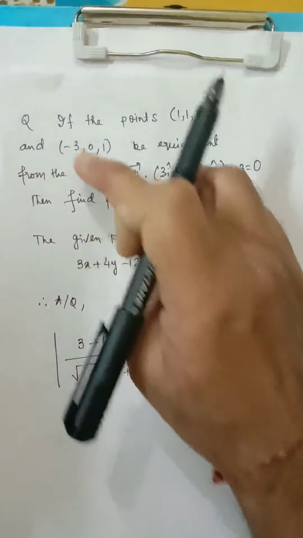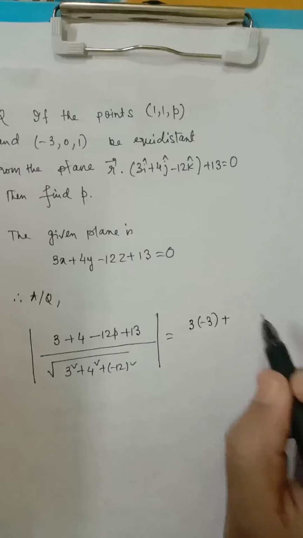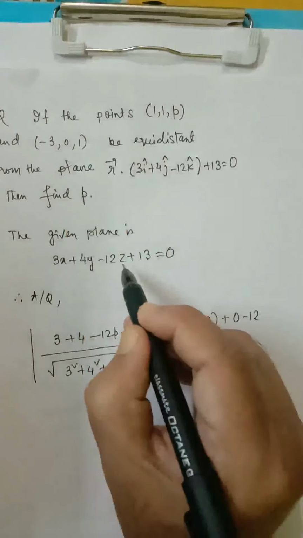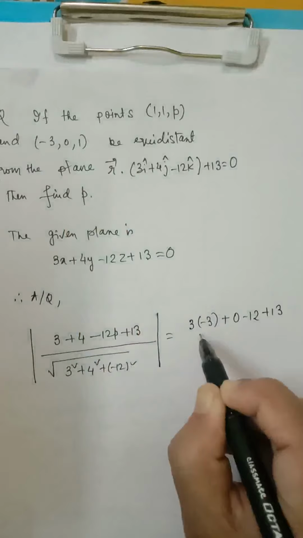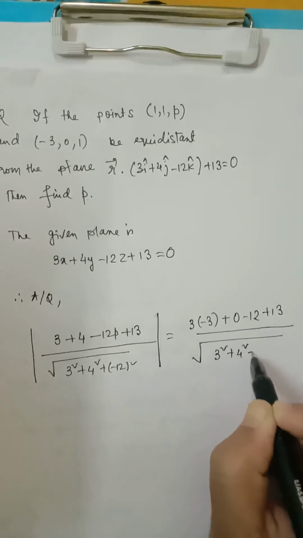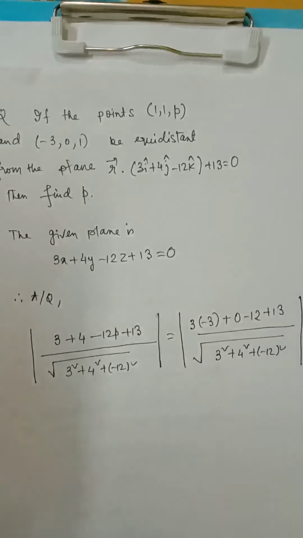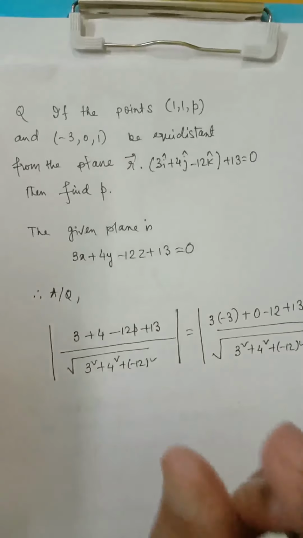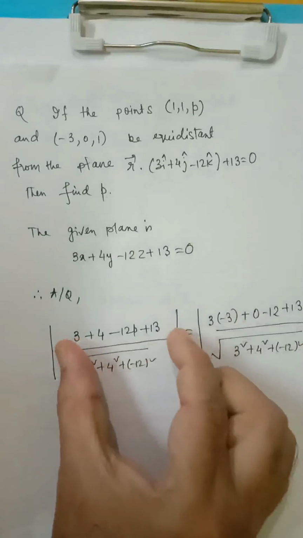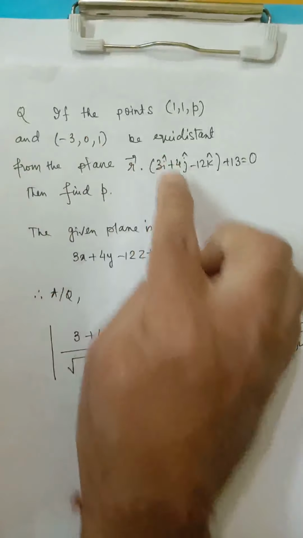We have to put x equal to minus 3. So it will be 3 into minus 3 plus 4 into 0 is 0 minus 12. We have to put z equal to 1 here plus 13 by root over 3 square, 4 square, minus 12 square, modulus sign. So what I have done here: the perpendicular distance between the first point and this plane is equal to the perpendicular distance of the second point from this plane, which is this.